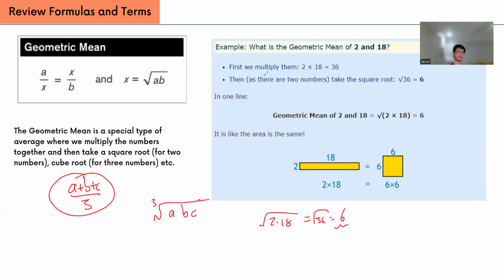Again in MATHCOUNTS, you'll see questions that look like this. What is the geometric mean of these two numbers? Higher up, like in AMC, you'll see the AM-GM inequality and stuff. But you guys don't have to worry about that for now.